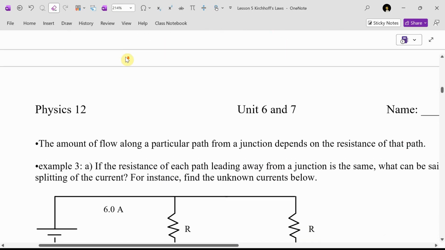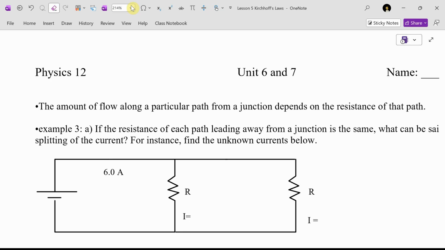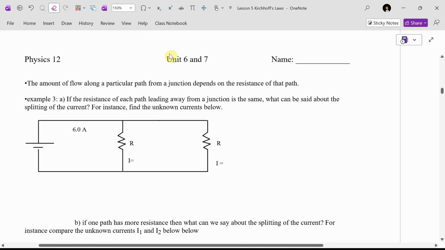Next page. Mr. Dueck, what affects the current? The resistors. This next little blurb here is handy. You can survive without it, but sometimes it'll give you a shortcut. I wrote the amount of flow, the number of skiers, the current, along a particular path depends on the resistance, how wide or narrow the ski hill is. Of course it does. So if the resistance of each path leading away from the junction is the same, what can be said about the splitting of the current?